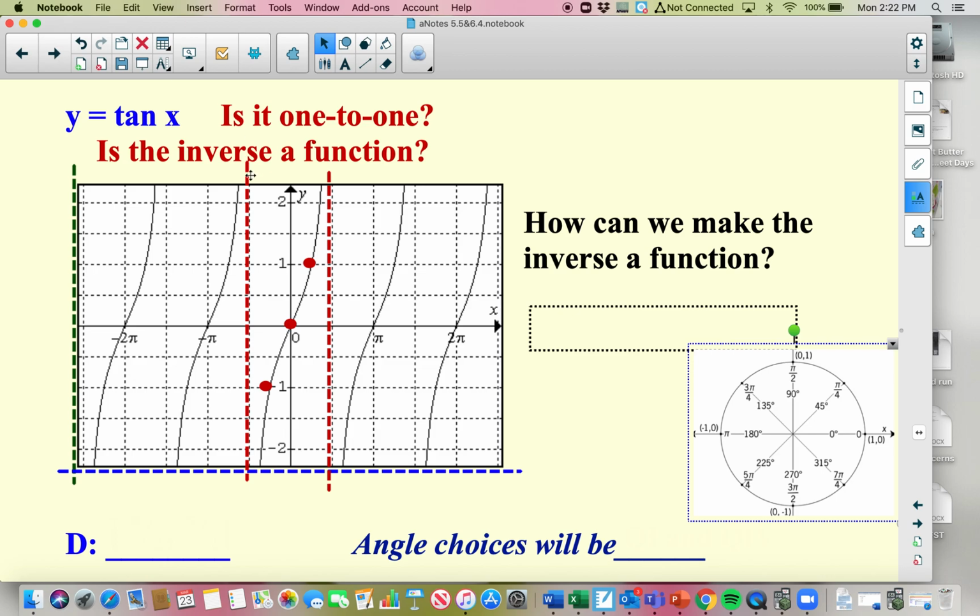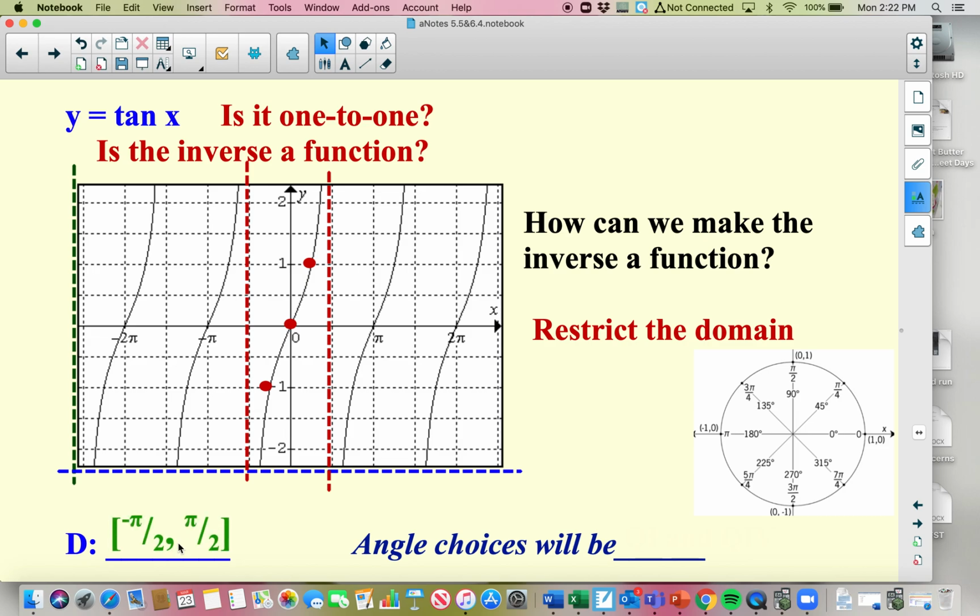Okay, the last one we're going to look at is the tangent of x. Obviously, if you look at the tangent, if I just restrict it to one cycle, I would be fine, and the tangent of x would be one-to-one. Again, that restriction would be negative pi over 2 to positive pi over 2. So just like the sine graph, if you restrict it from negative pi halves to positive pi halves, you will have angles in quadrants 1 and 4 that will make the tangent of x one-to-one.